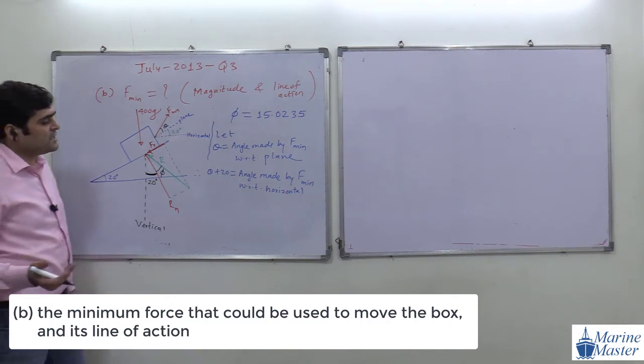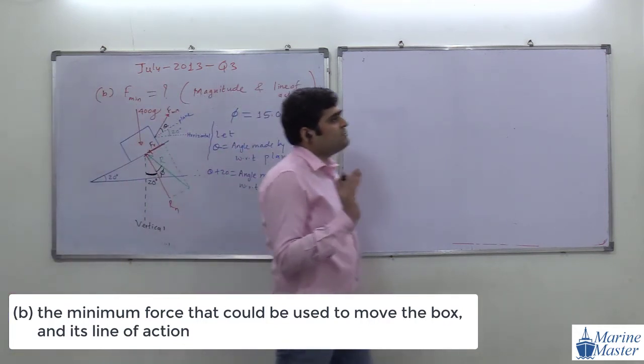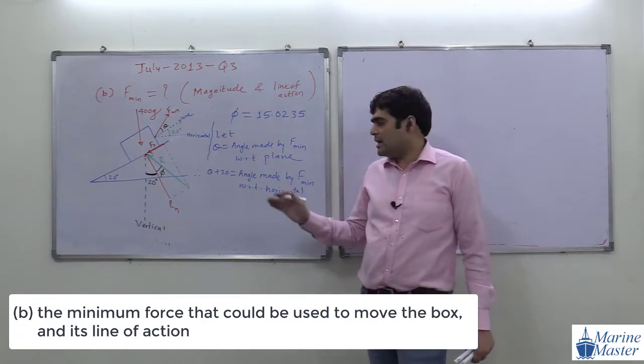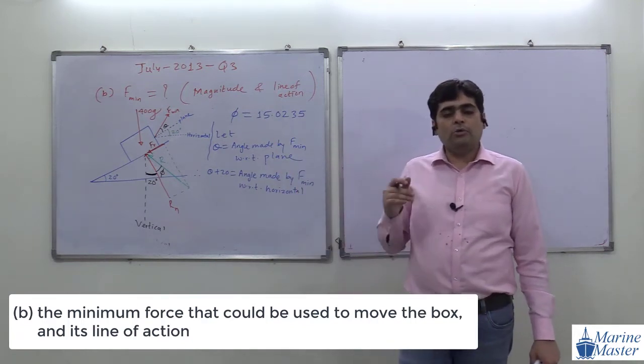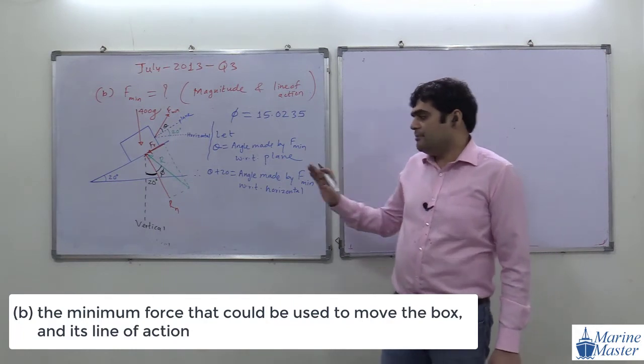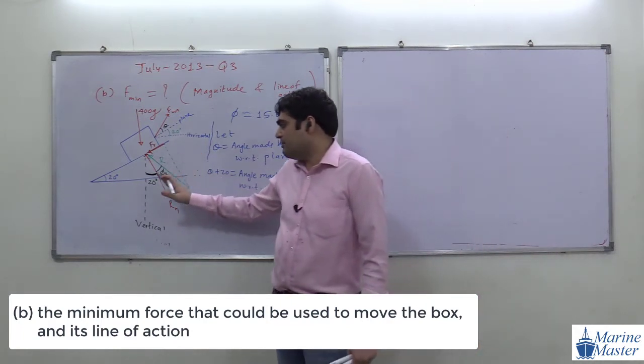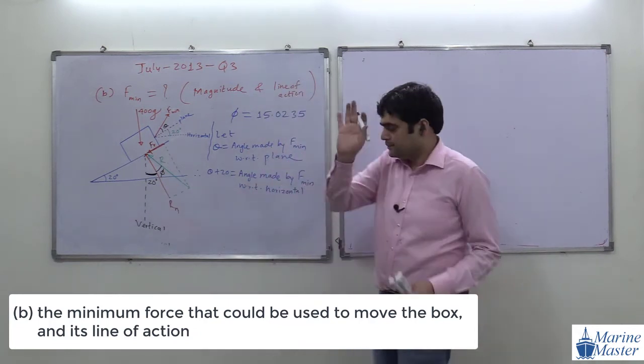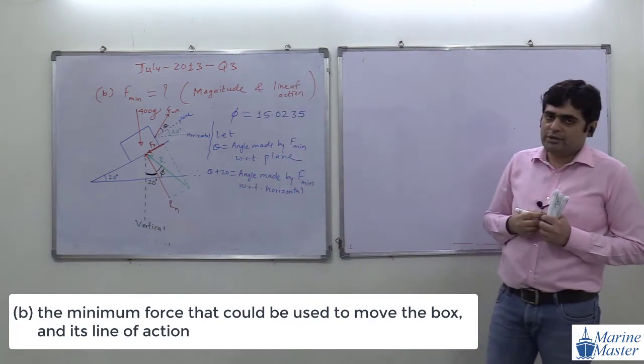Now my question is here. How much angle is R making with respect to vertical? How much is the angle made by R with respect to vertical? 20 plus phi. The angle made by R with respect to vertical is 20 plus phi. Okay, very good. Any doubt in this discussion?